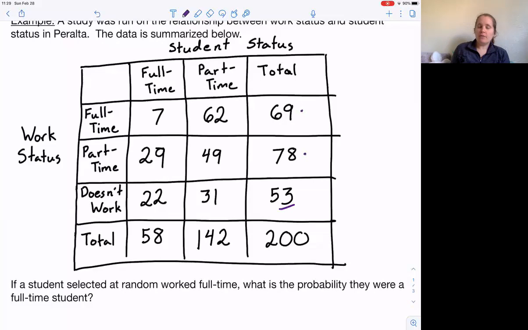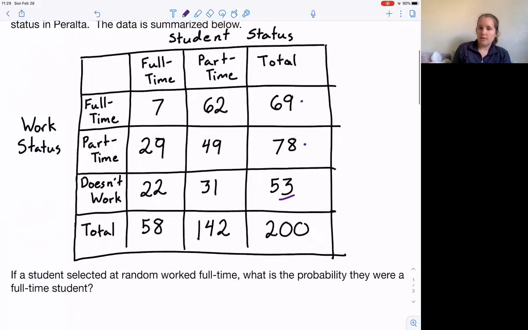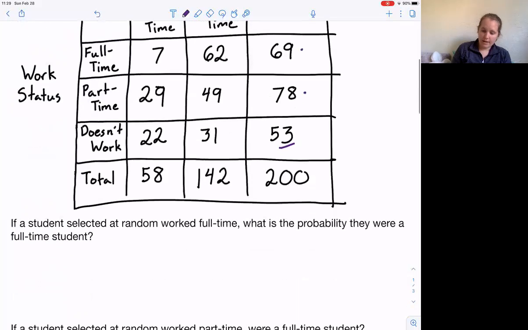And I want to know, if a student selected at random worked full-time, what is the probability they were a full-time student? So again, when I say what is the probability, you're essentially asking what is the percent chance they were a full-time student. Although again, typically probability we put in the decimal form and don't convert to percent.